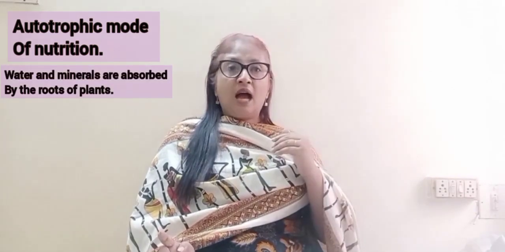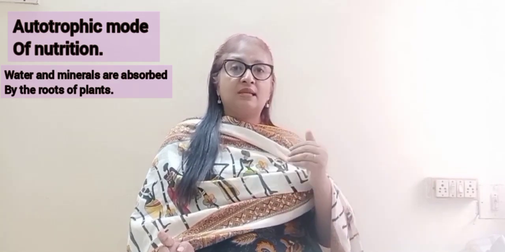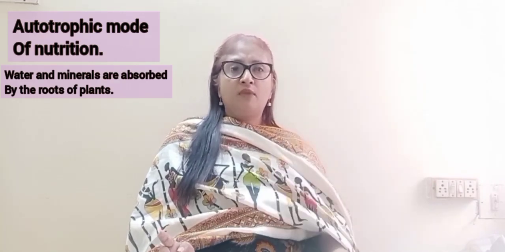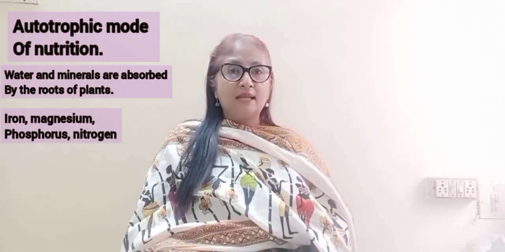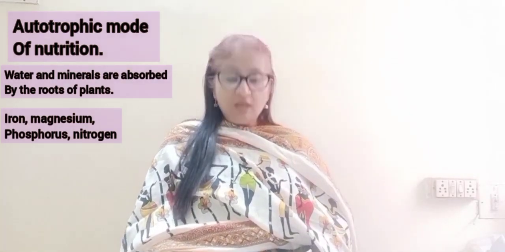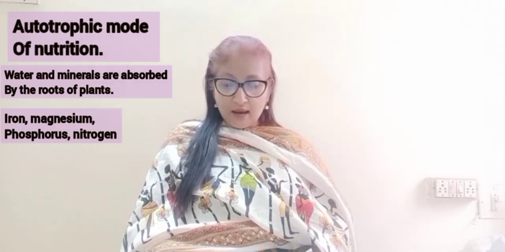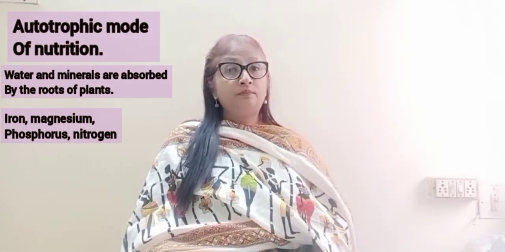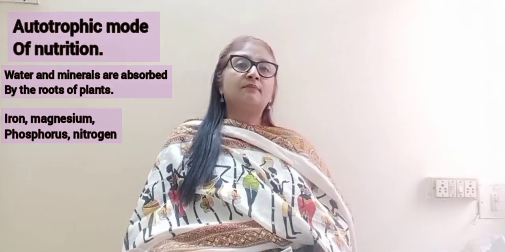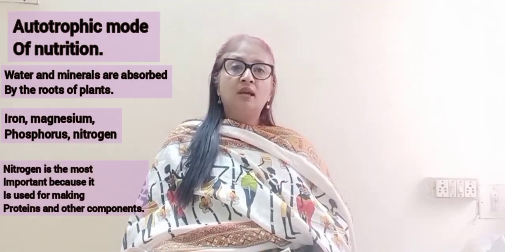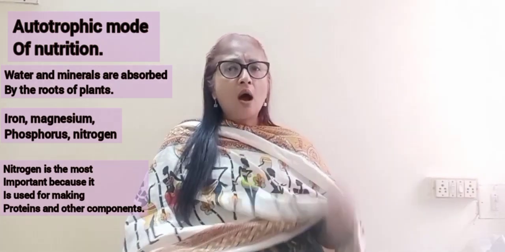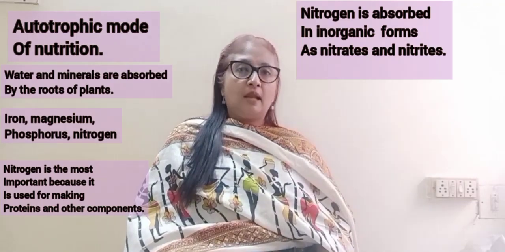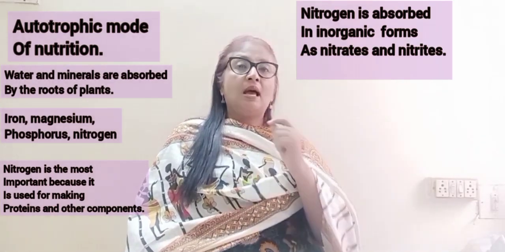Now, I told you water and minerals are absorbed by the roots. Now, what are the important minerals that are needed by the plants? They are nitrogen, phosphorus, iron, magnesium. Among these, nitrogen is the most important because it is essential for making proteins and other components. Now, how is this nitrogen absorbed? In which form is it absorbed?